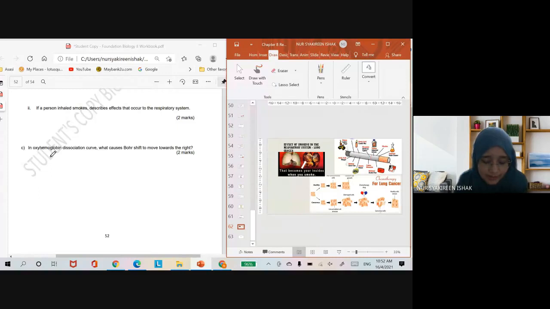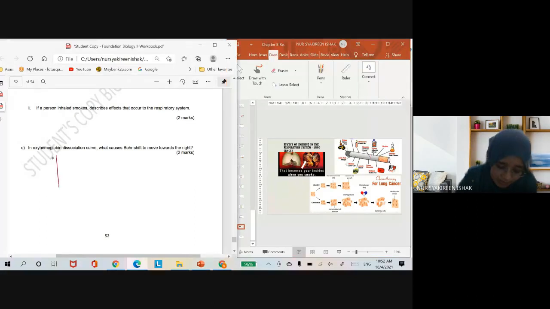Okay, so for question C, in oxyhemoglobin dissociation curve, what causes Bohr shift to move towards the right? Kalau dalam graph tu kan, kat sini adalah percentage of oxygen and percentage of oxygen that binds to the hemoglobin. Kat sini different parts of your body. So you have the lungs, kan? You have the tissue at rest, kan?